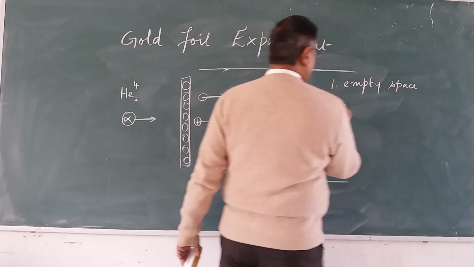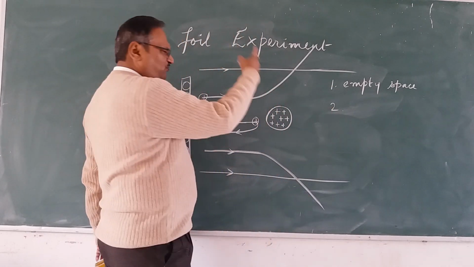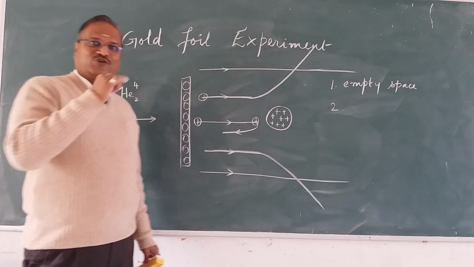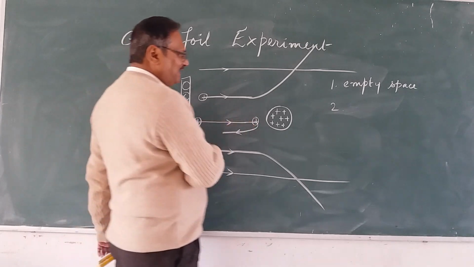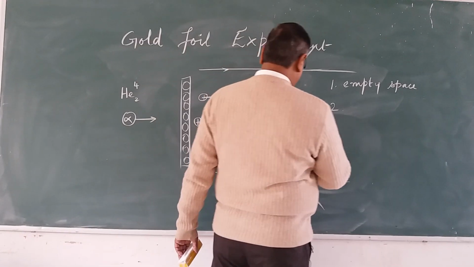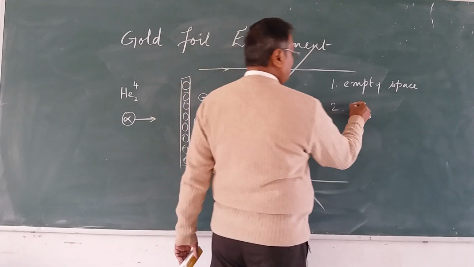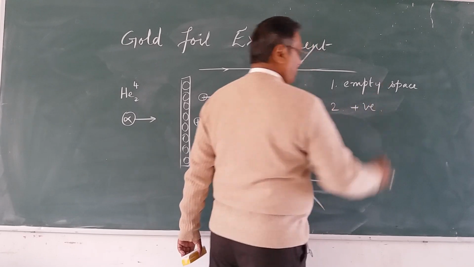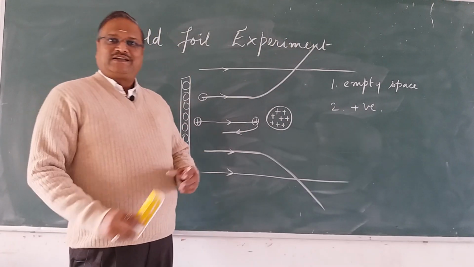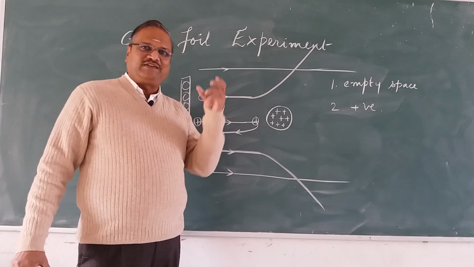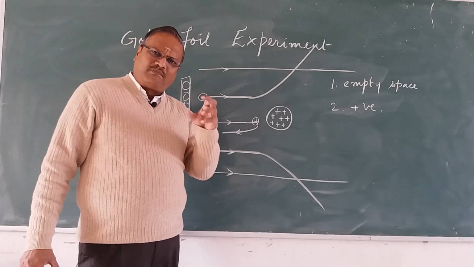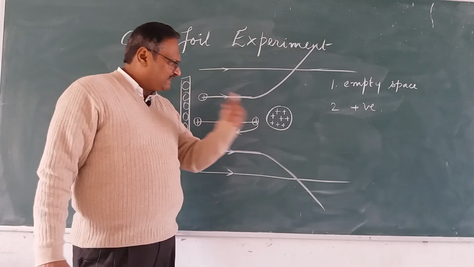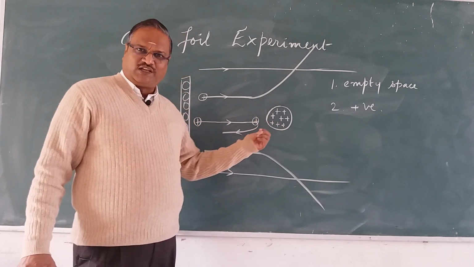And the second point, some of them are deflecting. That means there is something positive, and some of them are retracing the path, which means the nucleus consists of positive charges, and positive charges having mass. So the whole mass of the atom is condensed inside the nucleus.